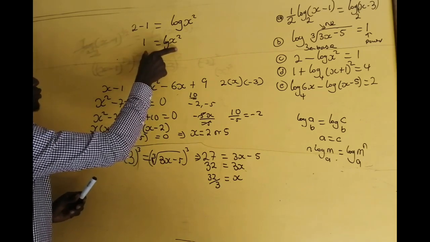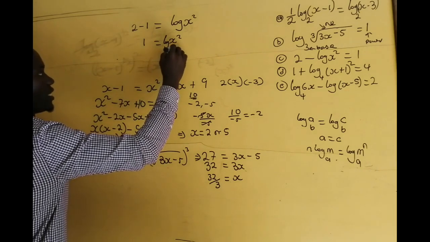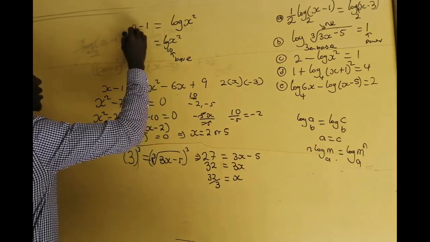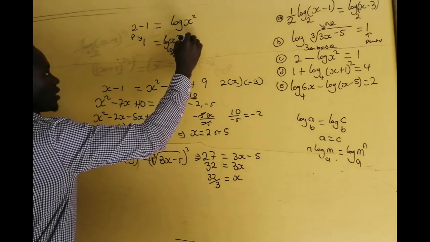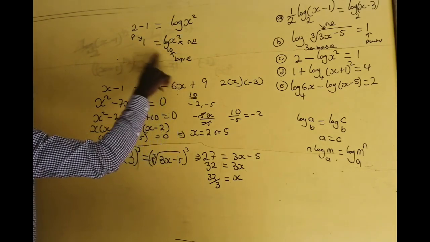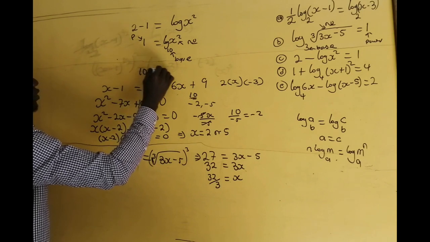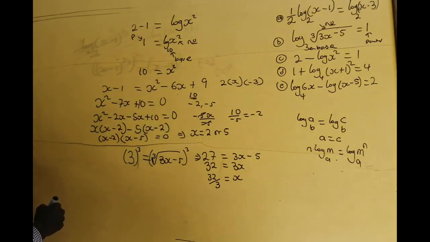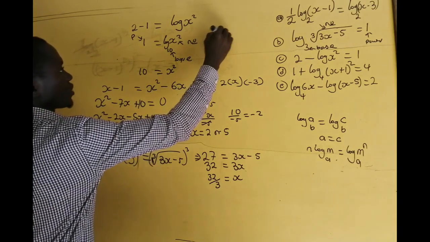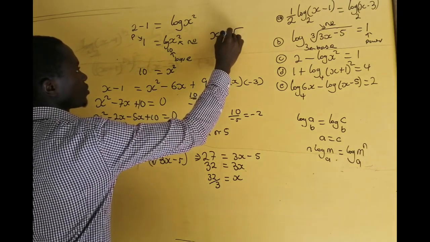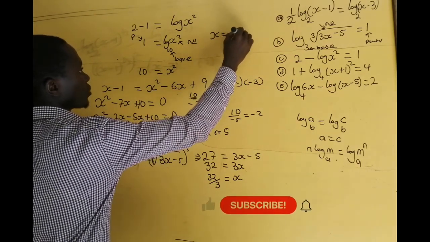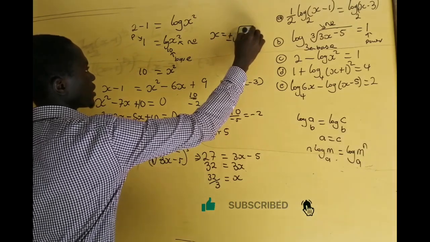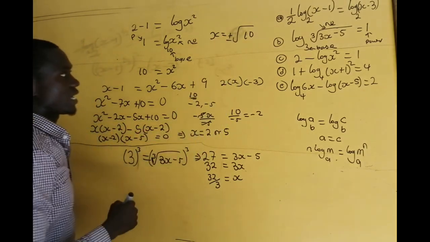So when you reach here, you use the definition. The base must be raised to the power to give us the number. So the base is 10. So 10 to the power 1 is 10, which should equal the number, which is x squared. So here I'm going to have x equal to square root of plus or minus 10. Square root of plus or minus 10 as my answer.